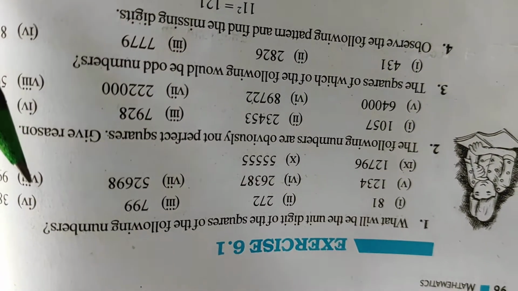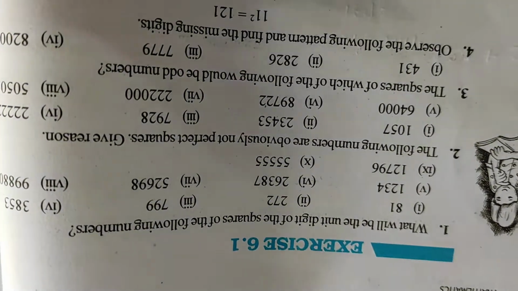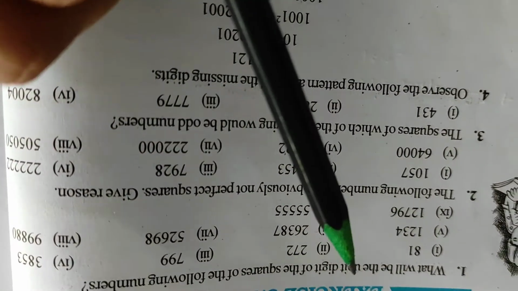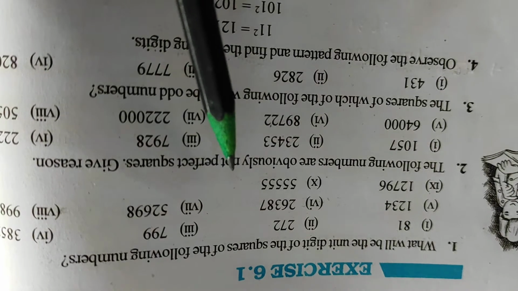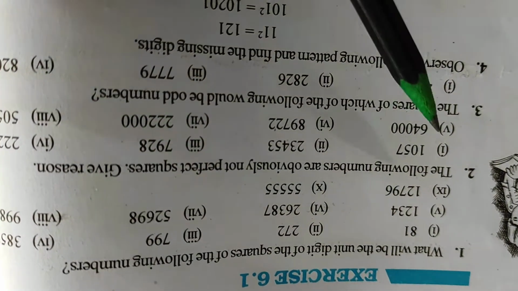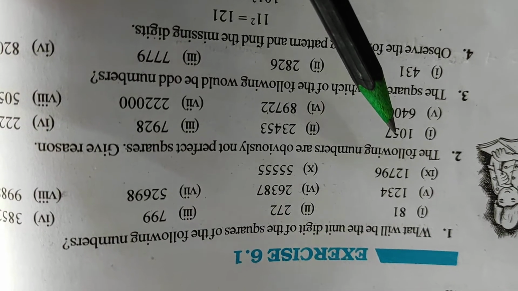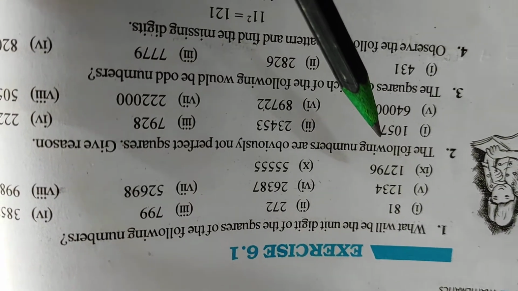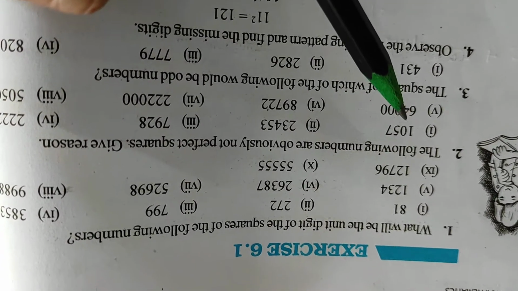What will be the unit digit? The unit digit will be in the given square number, and then write 81, 1. Clear? The following numbers are obviously not perfect squares. Give reason. So in the same way, according to the definition, we know for a perfect square number the unit digit should be 1, 4, 6.